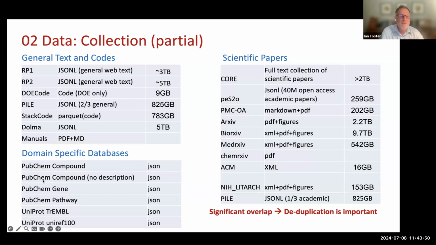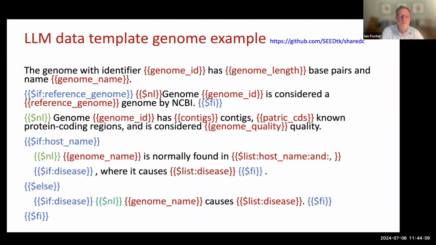So there are some nice domain-specific databases like PubChem, UniProt. So we can think about how to turn those into data that the model will be trained on. And there are other much larger data sets that perhaps are lower information content, but still valuable. So we're trying to work out what to do with those.